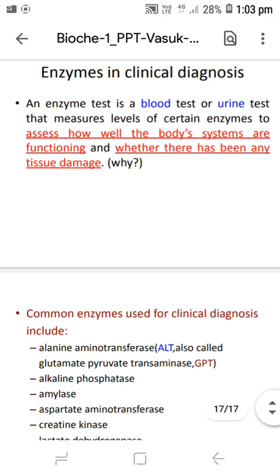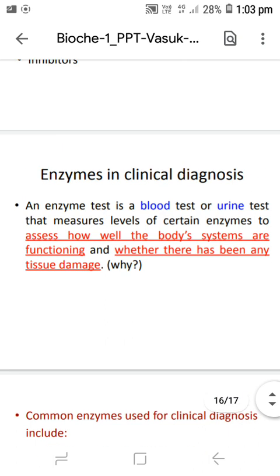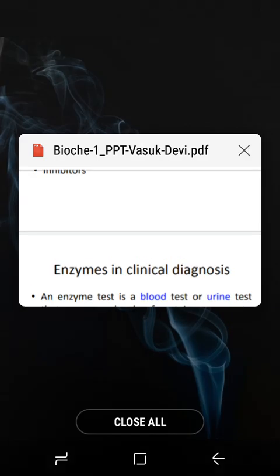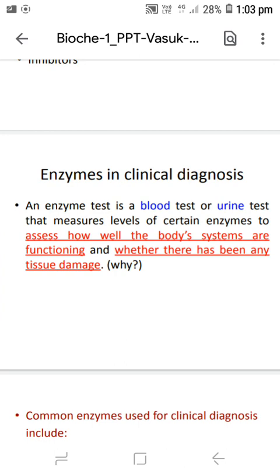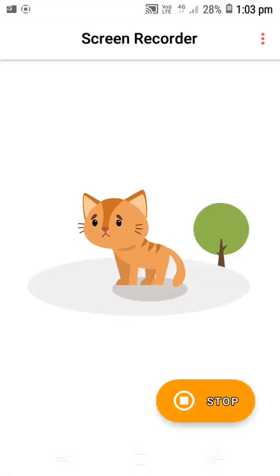So here we know the basics: what is the main function of an enzyme, what is its role, how it works, and what basic properties we see in an enzyme, right? So my lecture is over.